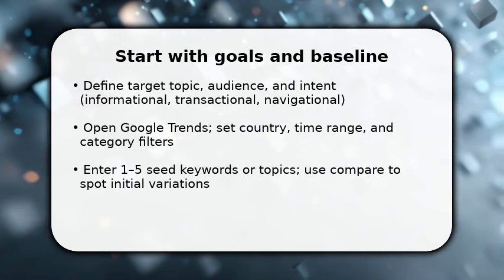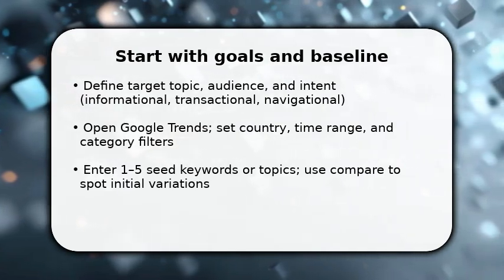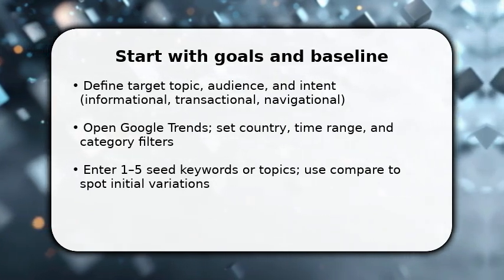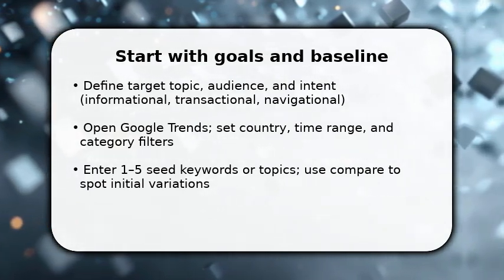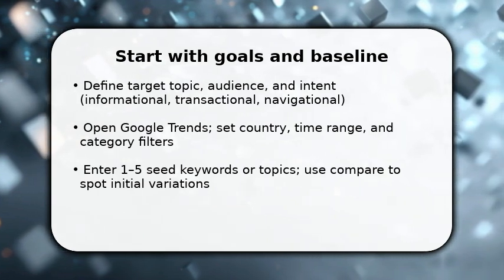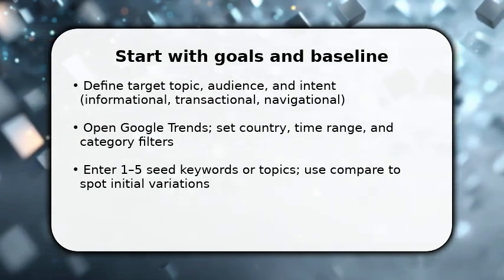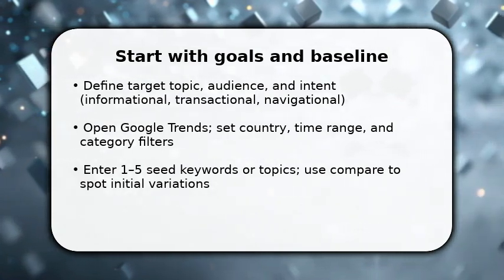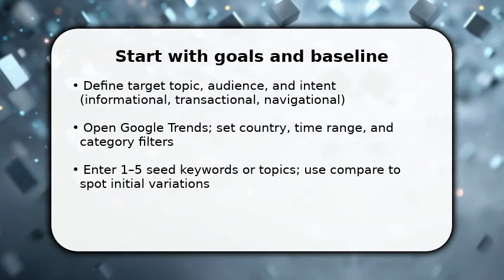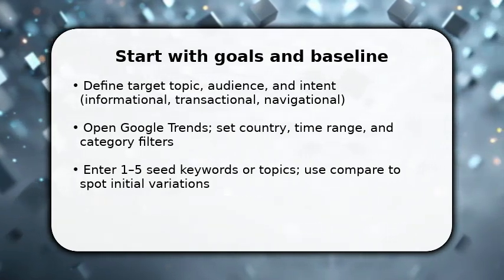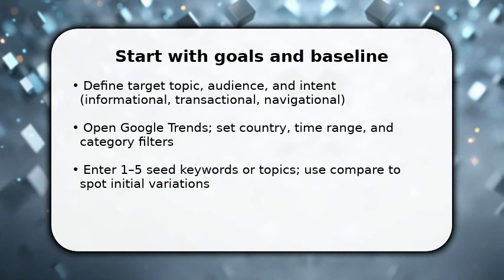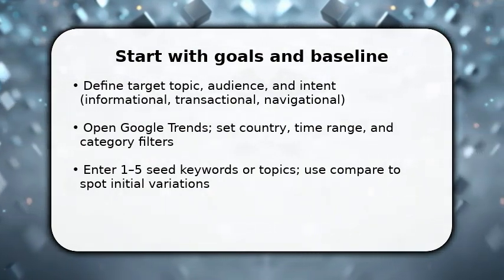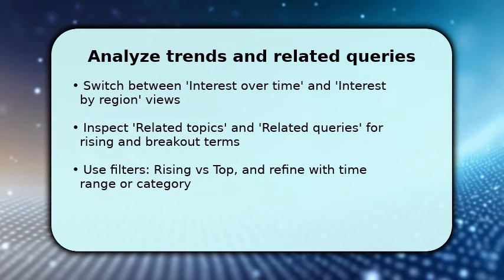You begin by clarifying your goal and picking a concise list of seed queries. Enter those seeds into Google Trends, set the country and time range that match your market, and choose a category to reduce noise. While you type, use the compare function to place related queries side by side. This gives immediate visibility into relative interest. Once done, note rising versus stable queries and export, or copy the results to a simple sheet for the next analytical step.